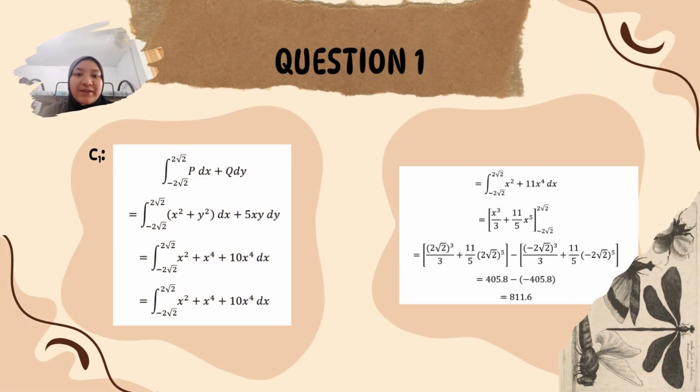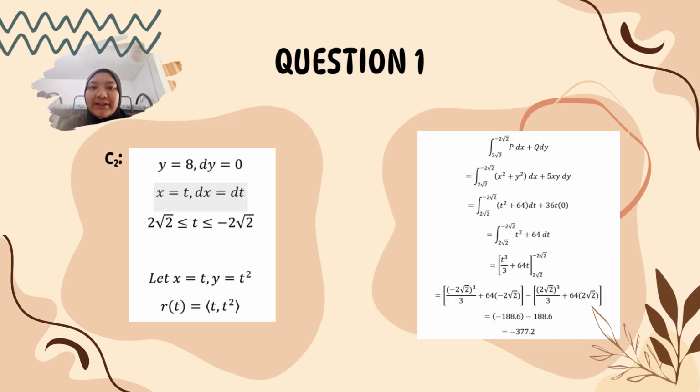First, we evaluate the integral along the curve C1. We parameterize the curve as x = t and y = t², where t ranges from −2√2 to 2√2. Then dx = dt and dy = 2t dt. After substituting this expression into the line integral and simplifying, we integrate over the given interval. The result for curve C1 is 811.6.